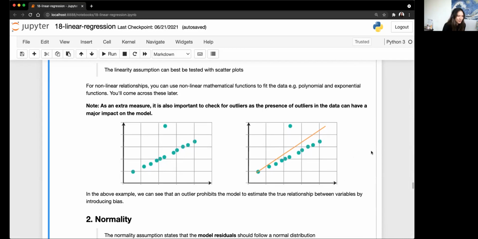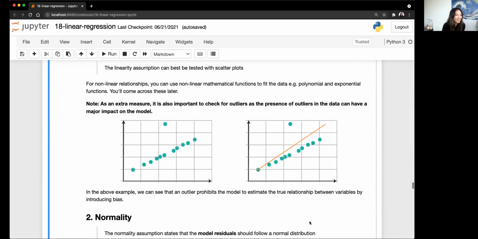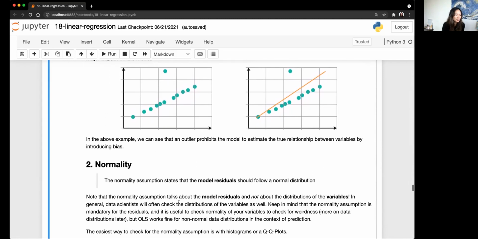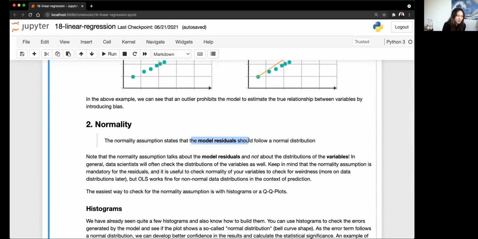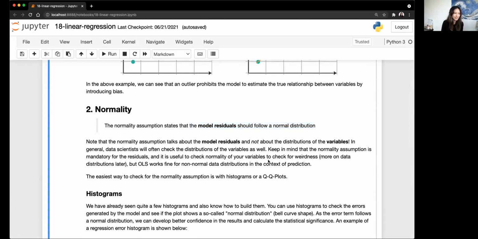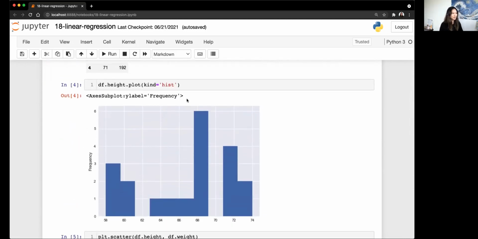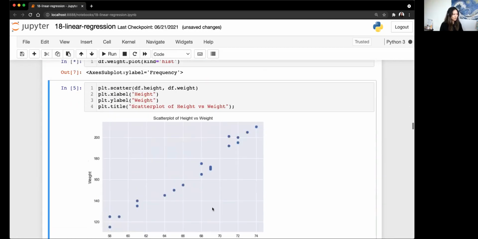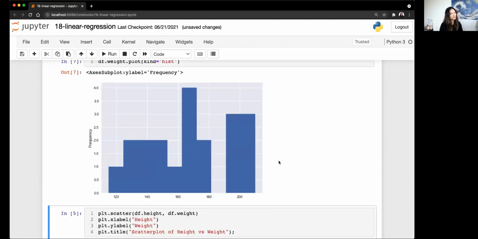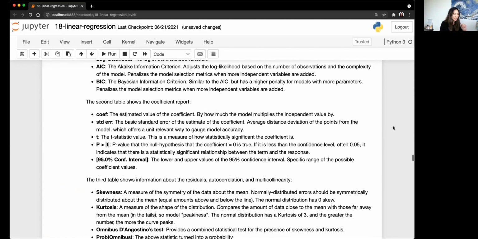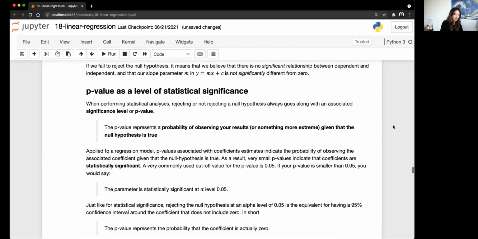All right. So there are going to be 3 assumptions that we're talking about today. The second one is normality. This assumption says that model residuals should follow a normal distribution. So take note, I did not say that the variables need to be normally distributed. So remember when we looked at our plots here, this is definitely not normally distributed. I think our weight one was also a little better. There are only 20 data points here, so it's hard to see, but the variables do not have to be normally distributed. I think that's a misconception that people have. The residuals have to be normally distributed.